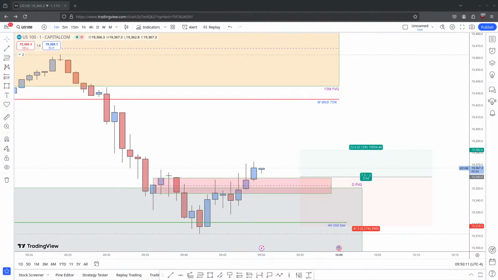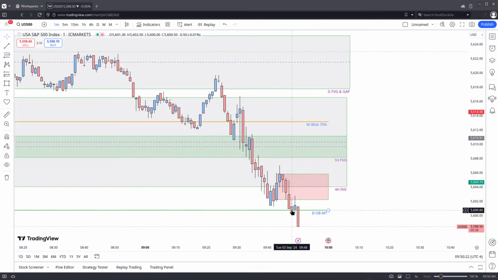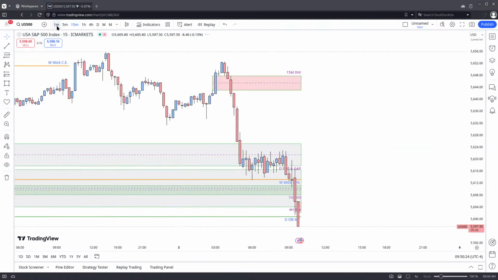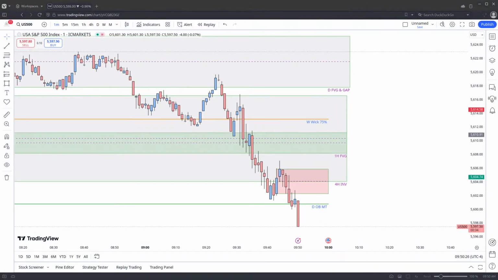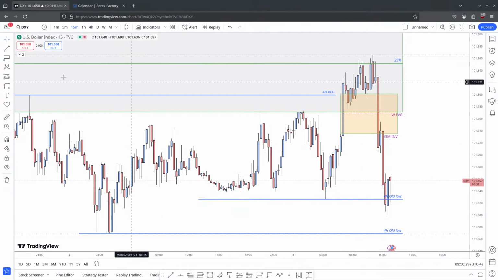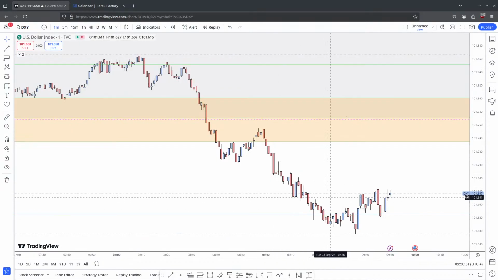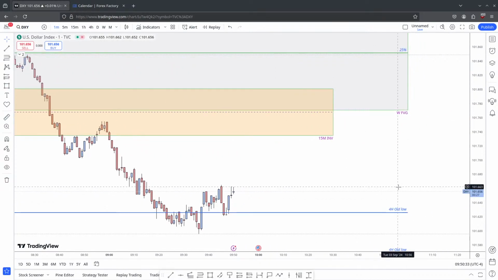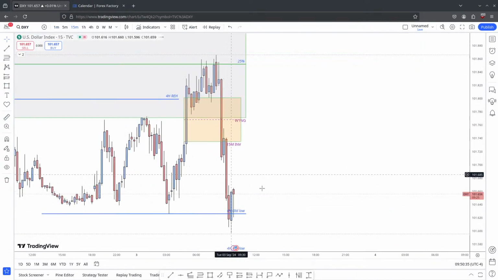Still just waiting. Not really feeling inclined to take something. Yes, still tanking. Dollar is actually starting to push higher now. So it's stagnated off of this 4 hour old low, starting to trade higher.